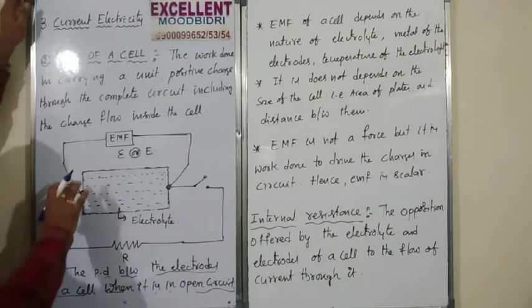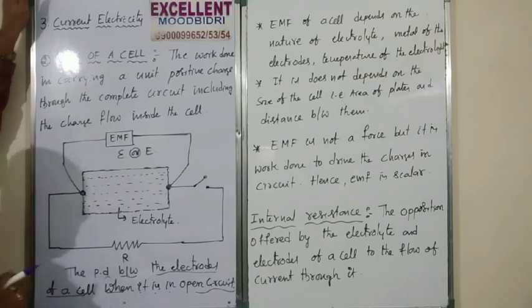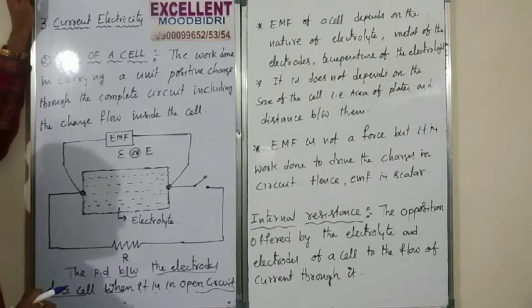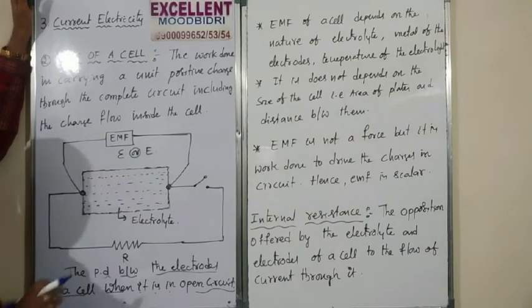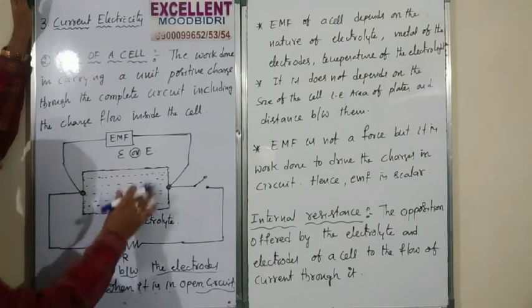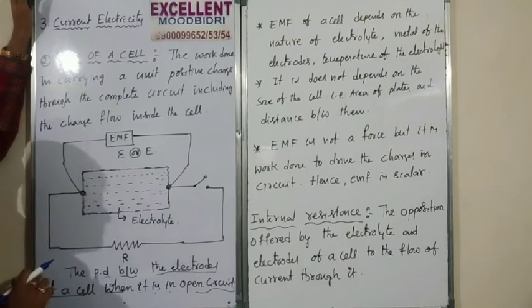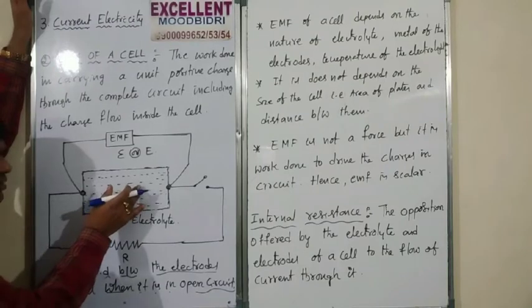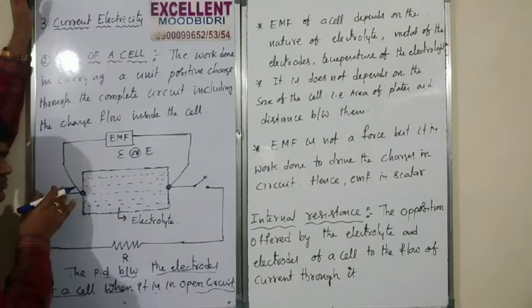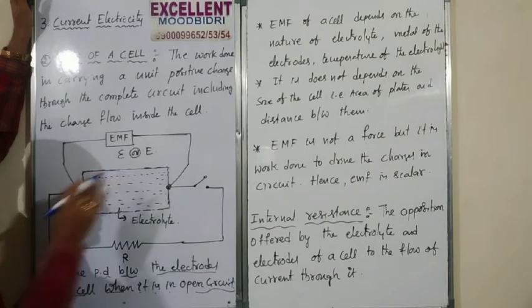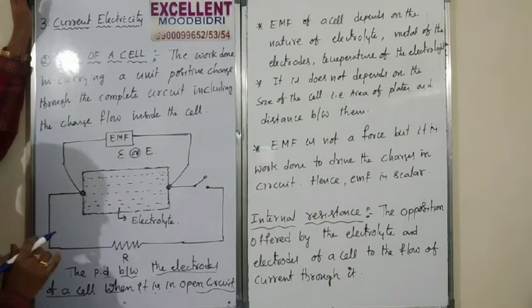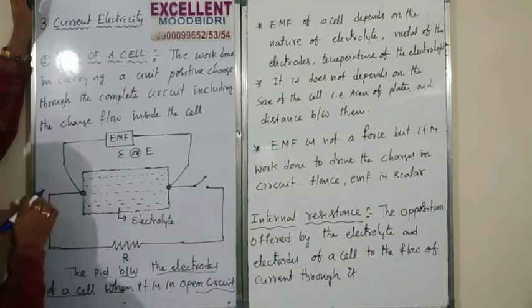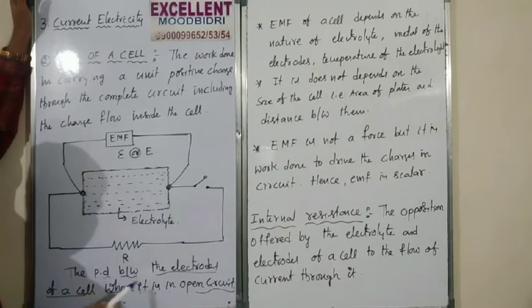For example, here I have an electrolyte cell. A cell is nothing but a device that can convert chemical energy into electrical energy. The chemical substance, the electrolyte, will be there. In that case, all positive charges will come together and all negative charges will come together. So here there is a potential, which is the EMF.